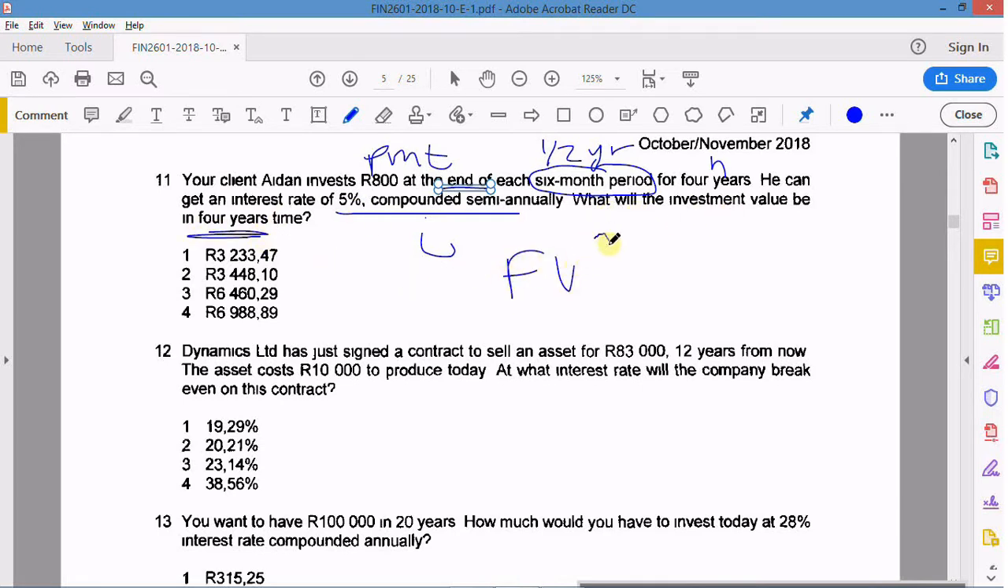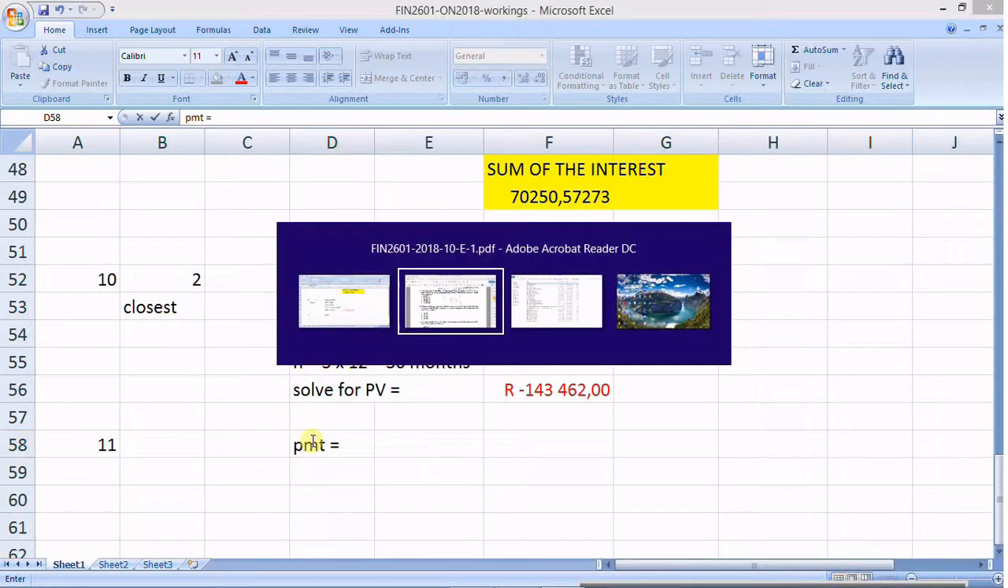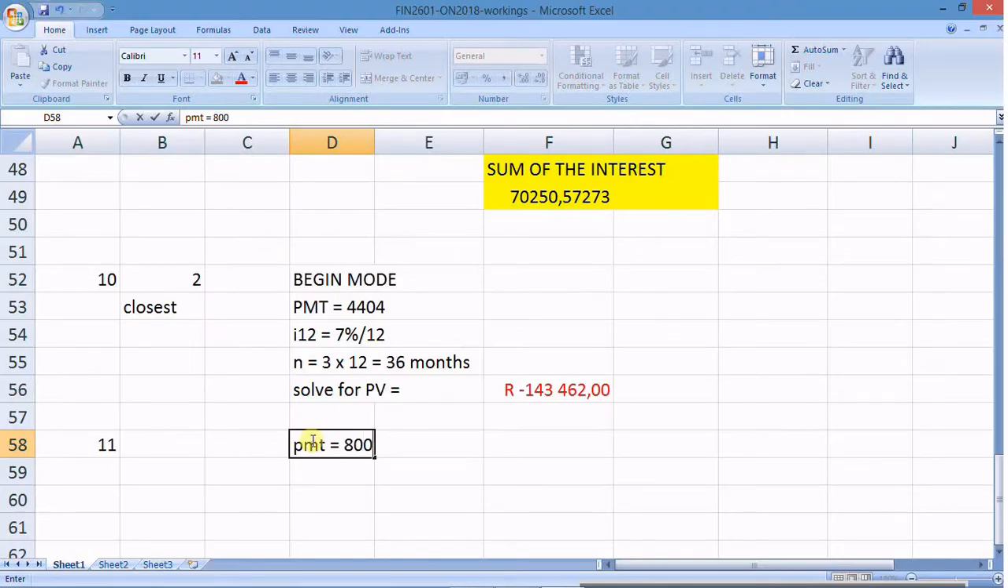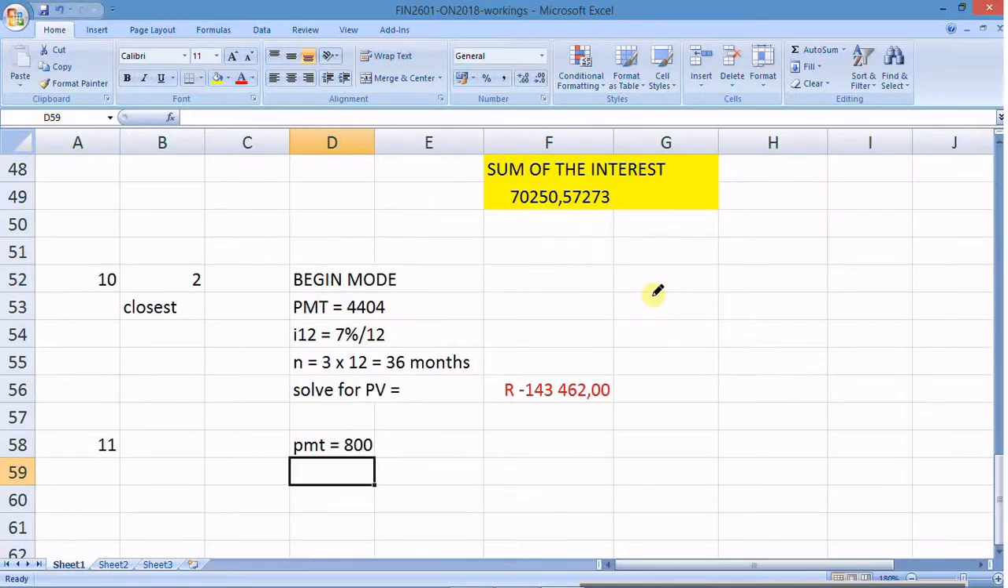So that's a future value. Future value question mark. Good. Okay, so PMT, you've got everything already. Let's just write down the variables. What's PMT? 800. Okay. 4 years, so N equals 4, but remember it's times 2. Yeah. 4 years times 2 is 8 semi-annual periods.